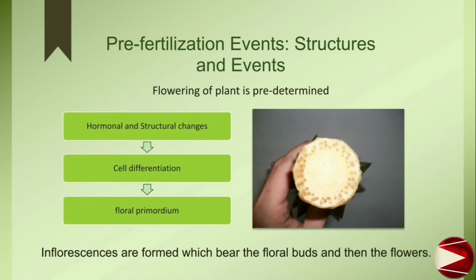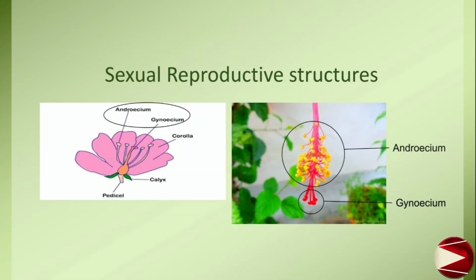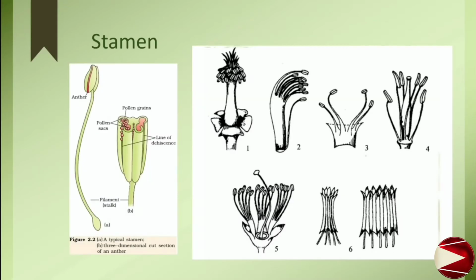Let's see what occurs prior to flowering. Flowering is a predetermined process which begins with hormonal and structural changes leading to cell differentiation and forms floral primordium. This primordium determines the location of the flower much before it develops. Here in this diagram, what you see as dots are actually primordia. Out of all 4 whorls, androecium and gynoecium are sexual reproductive structures. So let's study about them one by one.